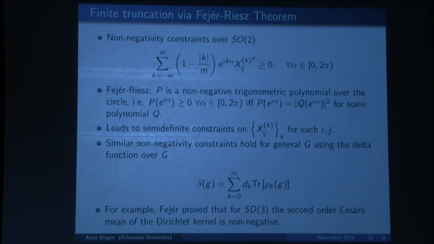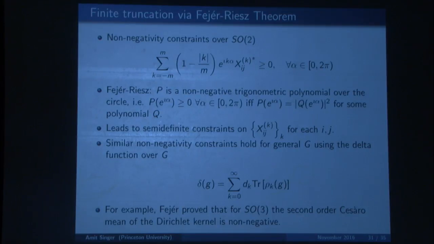Remarkably, Fejér showed up again to our rescue. And there is a Fejér-Riesz representation theorem that tells us that if P is a non-negative trigonometric polynomial over the circle, then it must be the absolute value squared of another polynomial. Perhaps this is what you refer to. So we can think of it as a sum of squares with just one term. Okay, and that's very easy to do as a positive semi-definite constraint. So actually every block X_ijk, in the case of SO(2), you can just put a semi-definite constraint on it.